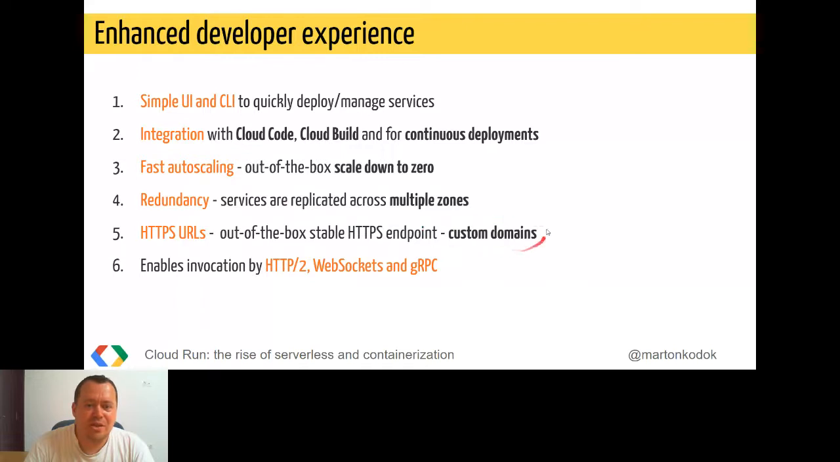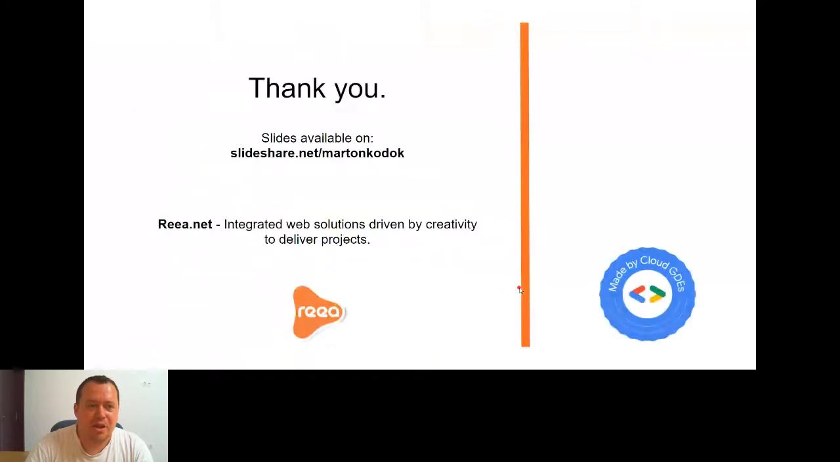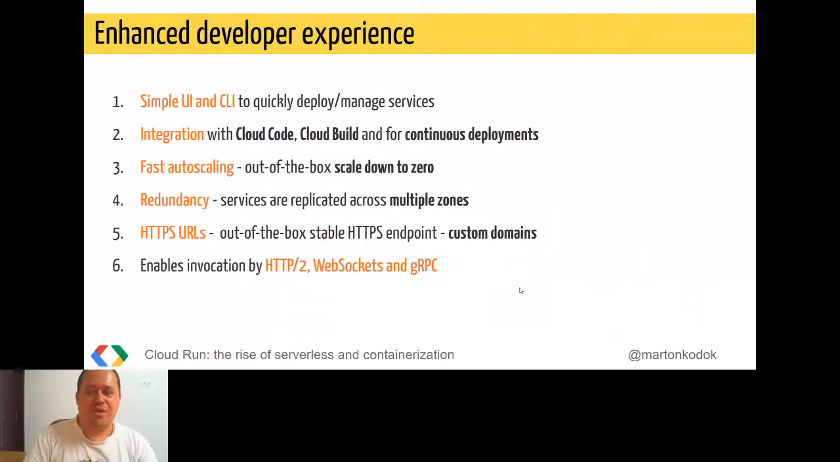You can use the interface in order to add custom domains. You need to point your DNS to a specific IP range, and it automatically is picked up in 5 minutes by Cloud Run. It enables invocation by HTTP/2, WebSockets, and gRPC, newer technologies that people often find difficult to run in a serverless environment, and also find difficult to run in a VM, and so on. So essentially, this concludes my talk about Cloud Run, and some of the features are here.